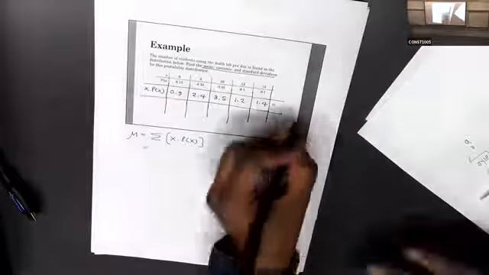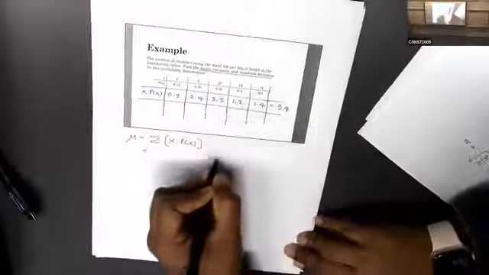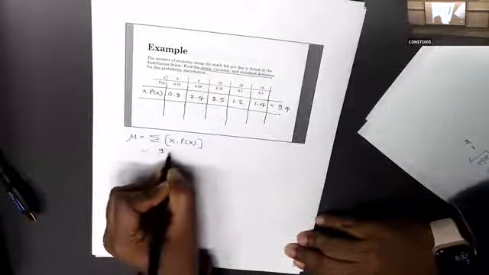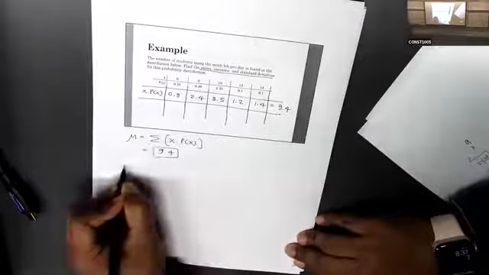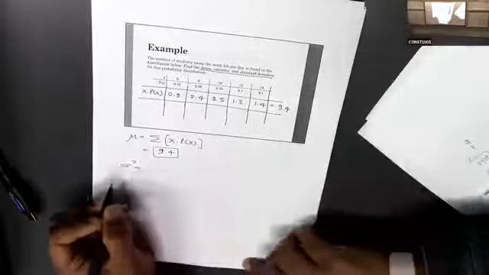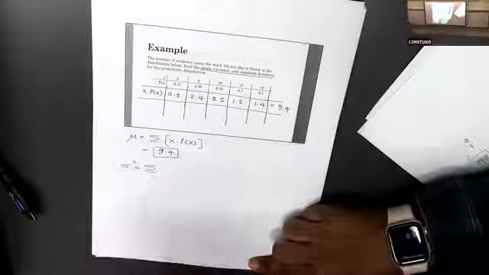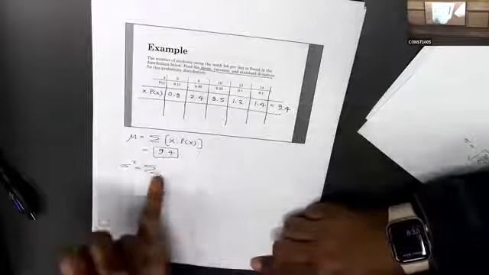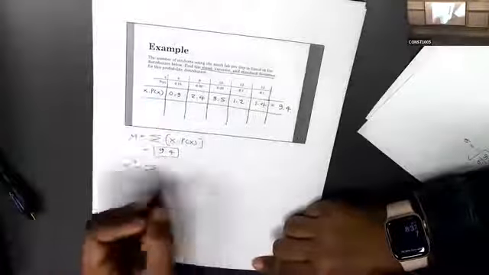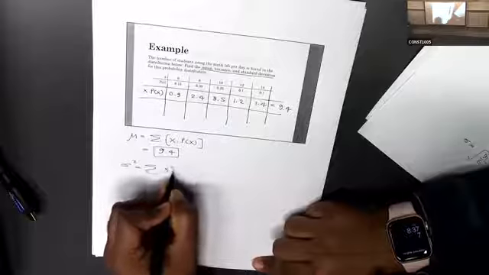Add them all. It's 9.4. So the answer is 9.4. Very simple. Okay, now next column. Sorry, the next part is variance. To find variance, we need another row. But what is the formula?